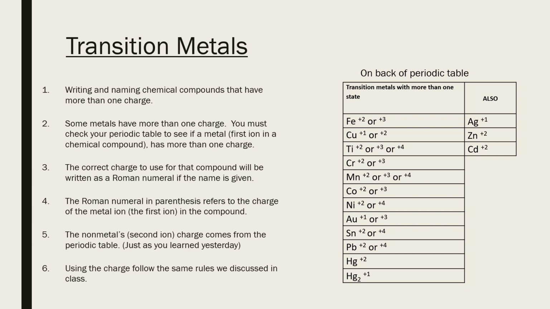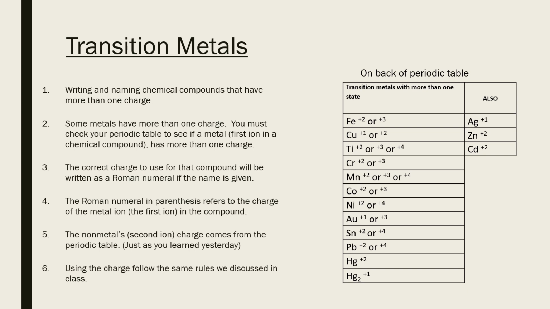So this little cutout I have on the right, that comes from the little chart that's on the bottom right of the back side of your periodic table. So these charges are always given to you. The correct charge to use for that compound will be written as a Roman numeral in the given name. The Roman numeral is in parentheses and it refers to the charge of the metal ion.